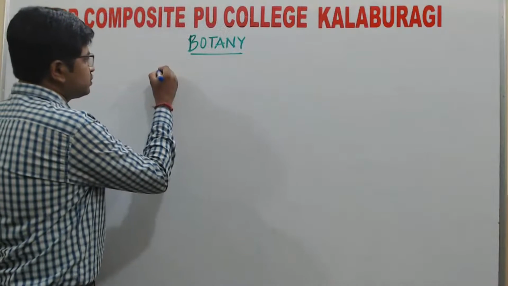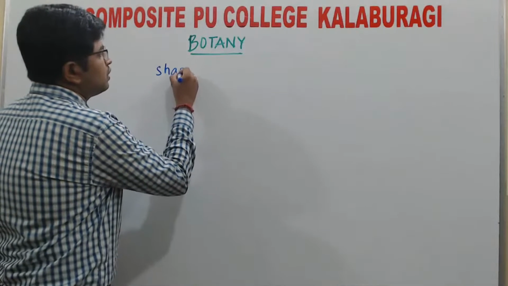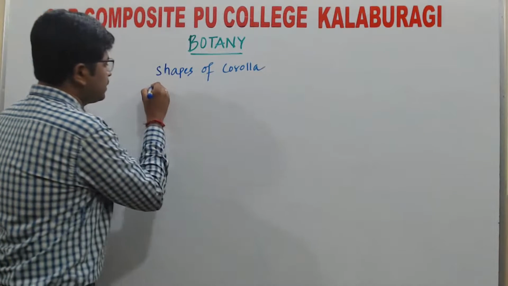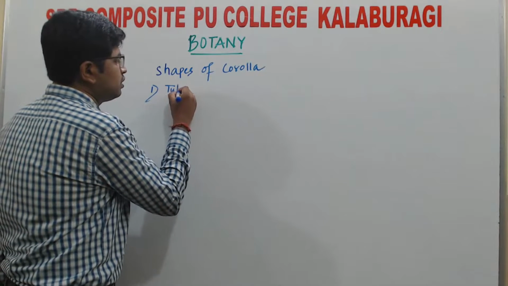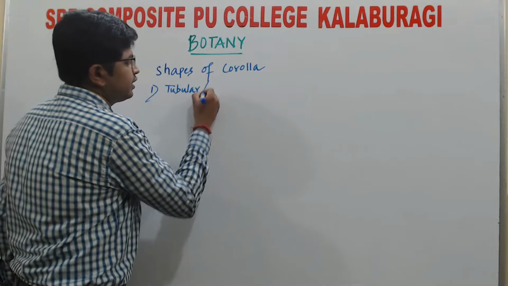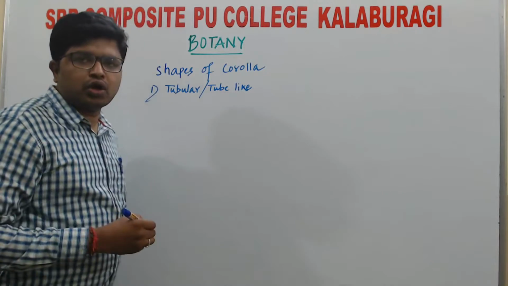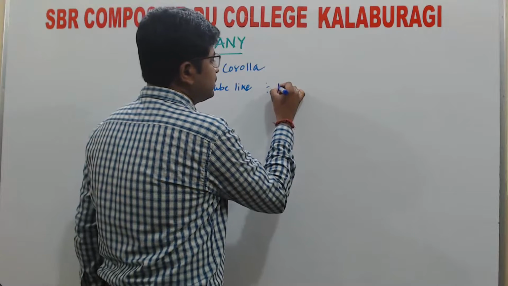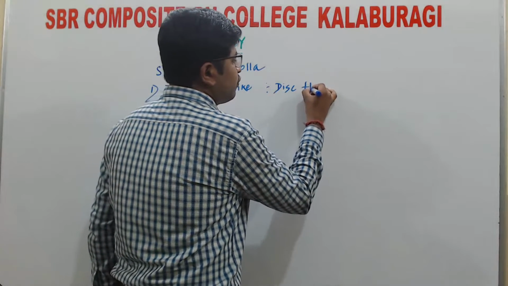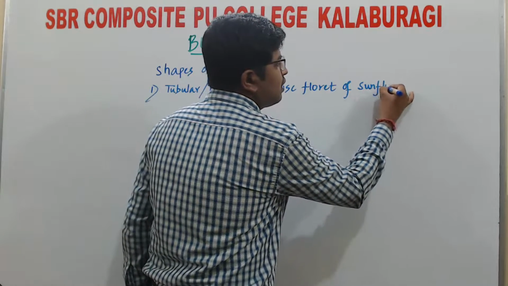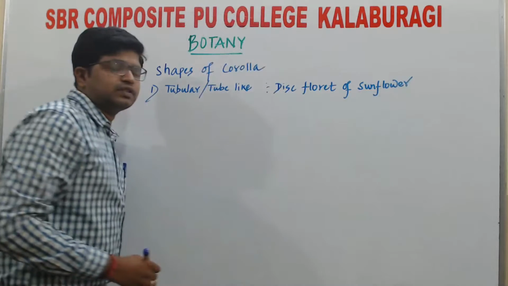And we also discussed the shapes of the corolla, wherein I had mentioned only three. You can consider four types of shapes of corolla. The first one is tubular, or you can say tube-like. The example I have mentioned is the disc florets of sunflower, tubular.